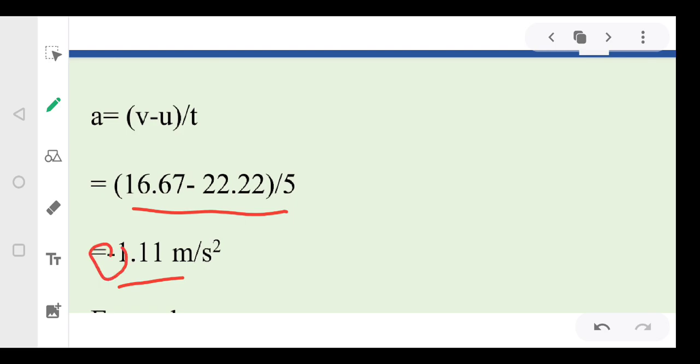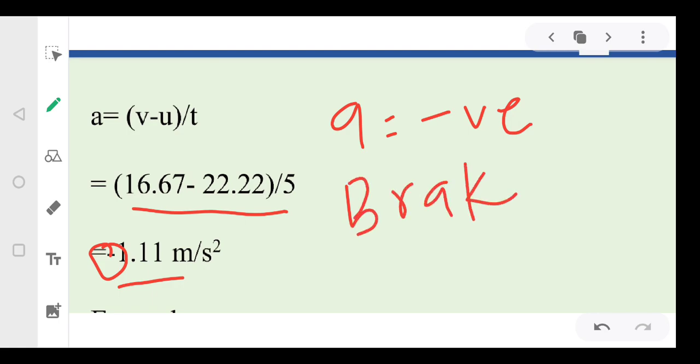Now here this minus is important. Why we have got acceleration as negative? Because of the brakes which were applied. When brakes were applied, the speed was decreasing. When speed decreases, remember acceleration is always negative.